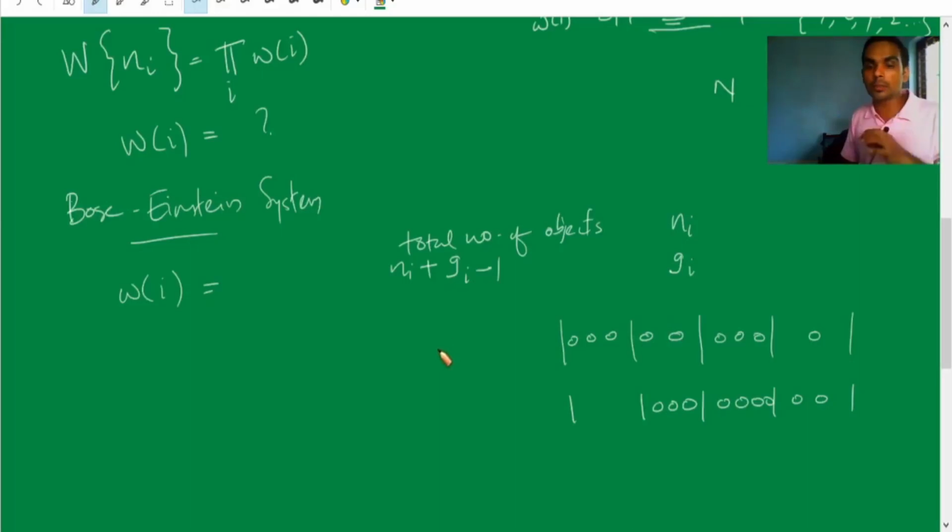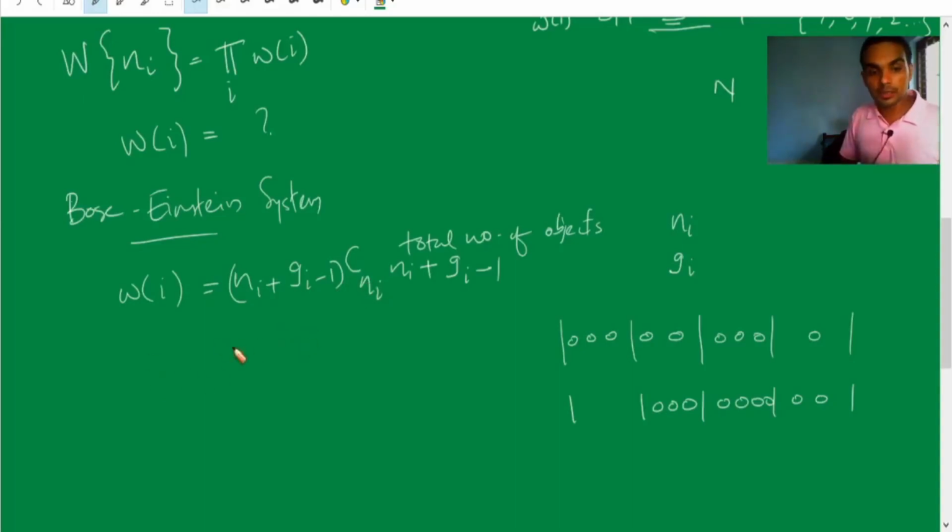അതിൽ നിന്ന് ഞാൻ എന്തെടുക്കും? I will choose Ni number of particles. Okay, I have Ni number of particles. So the total number of ways is Ni plus Gi minus 1 objects. Out of this I have to take Ni number of particles. So Ni plus Gi minus 1 C Ni.